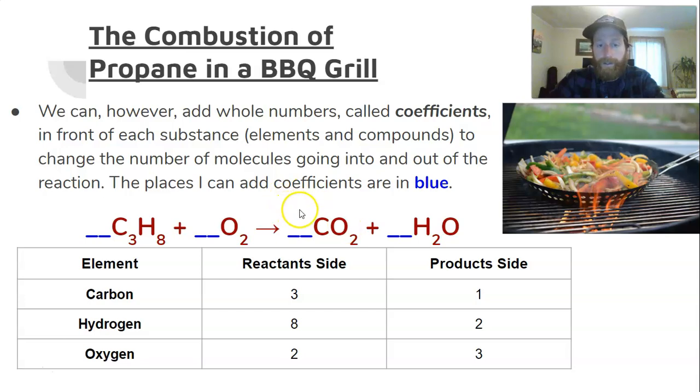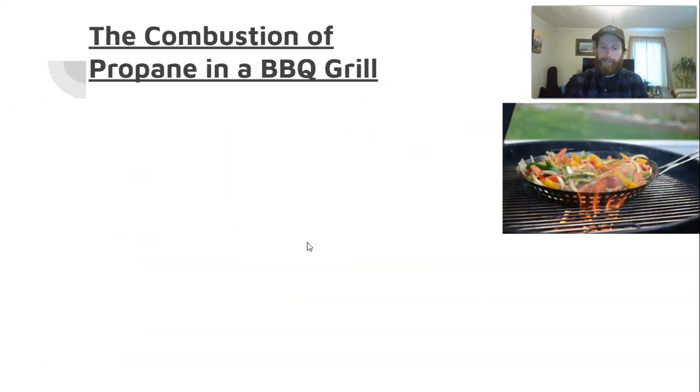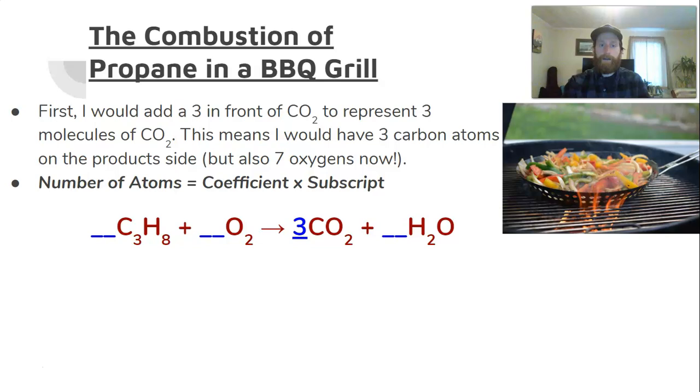And so in front of CO2, I would add a 3, and that 3 is indicating 3 molecules of carbon dioxide. So I would add a 3 in front of CO2 to represent 3 molecules of CO2. When I have 3 molecules of CO2, that means I have 3 carbon atoms on the product side. And that's because number of atoms equals coefficient times subscript. So the invisible subscript on carbon is 1. 3 times 1 is 3. So I have 3 carbon atoms on the product side.